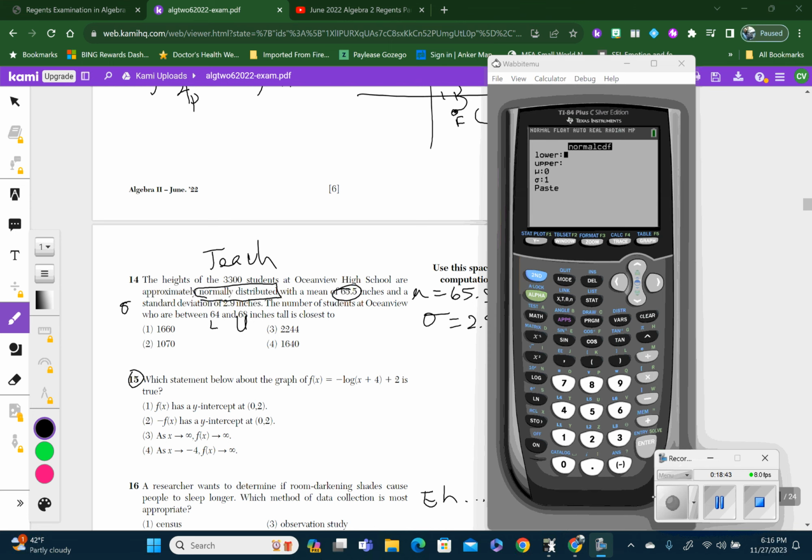So now I just plug this in. So my lower is 64. Hit enter. My upper is 68. Hit enter. My mean is that little U symbol, which is 65.5. Hit enter.